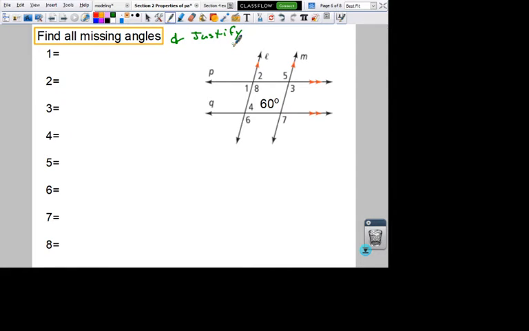So on your own, on your paper, I want you to find all these missing angles, and tell me how you found those different ones. So on your own, on your paper, find all the missing angles and then tell me how you know what they are. Then check with your partner.